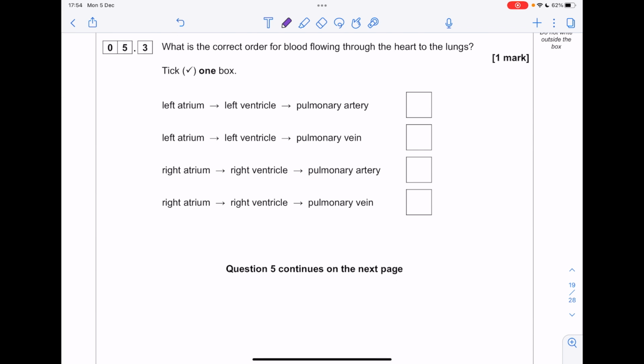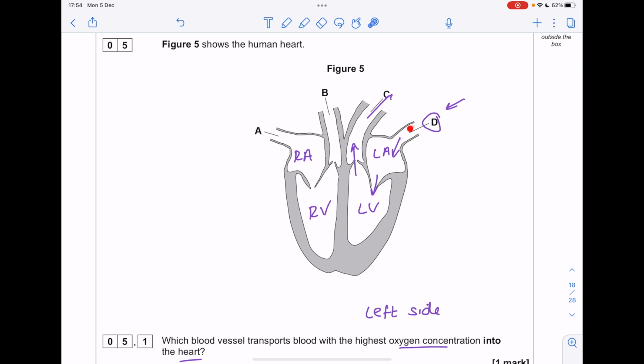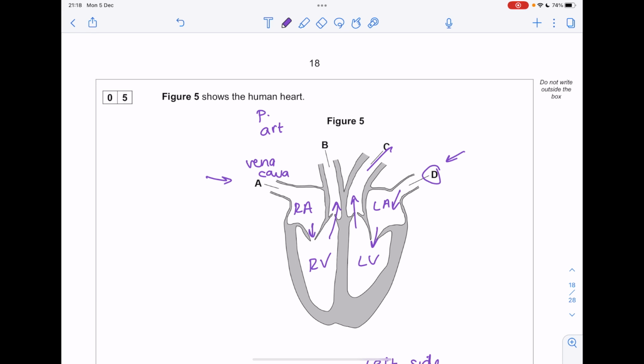What is the correct order for blood flowing through the heart to the lungs? So we've said it comes into the left atrium, down to the left ventricle, out of the aorta, and then back into the vena cava. Now it's been deoxygenated into the right atrium, right ventricle, and then out of B, which is the pulmonary artery. Remember that arteries always take blood away from the heart.